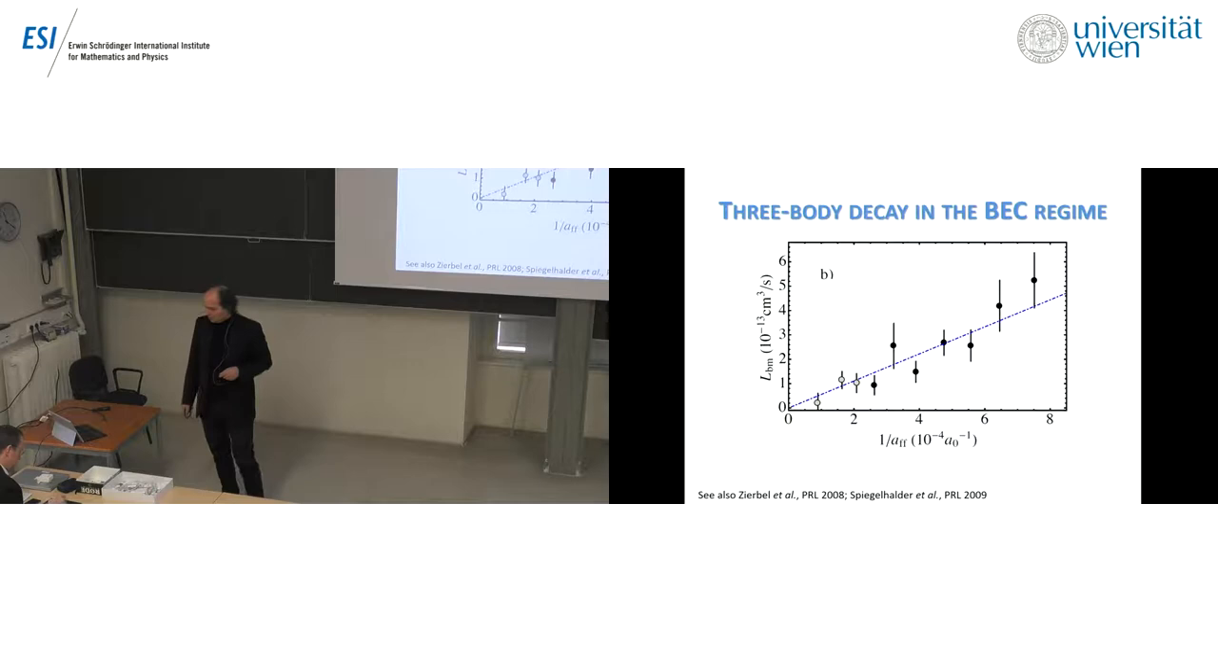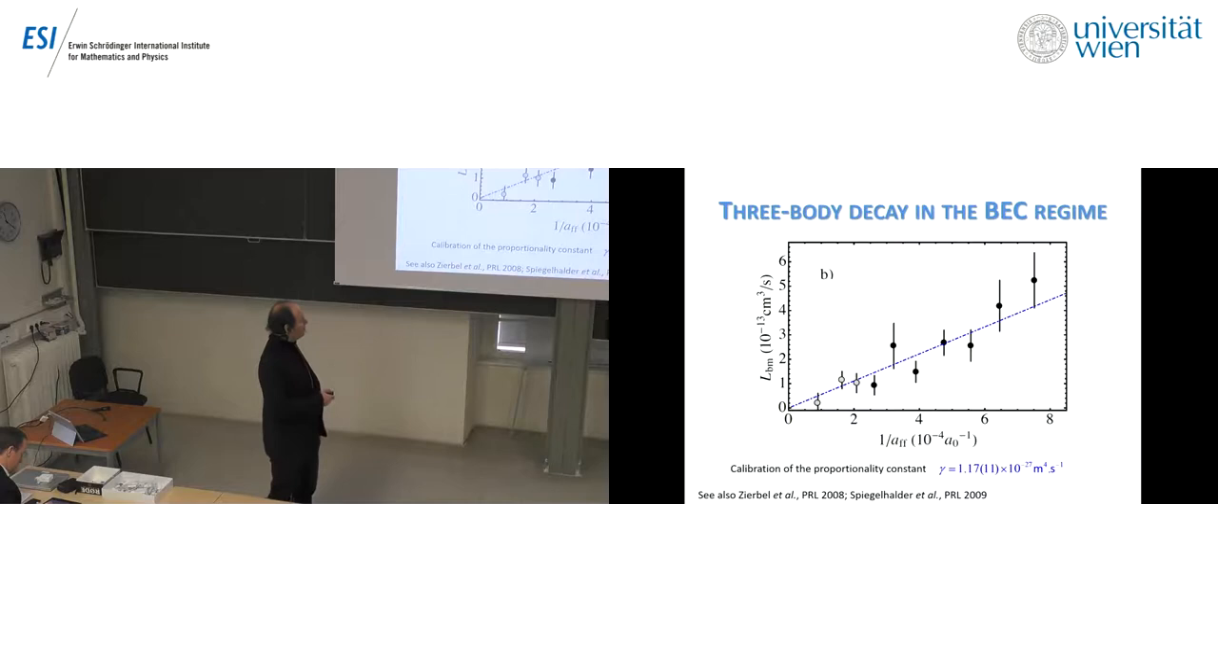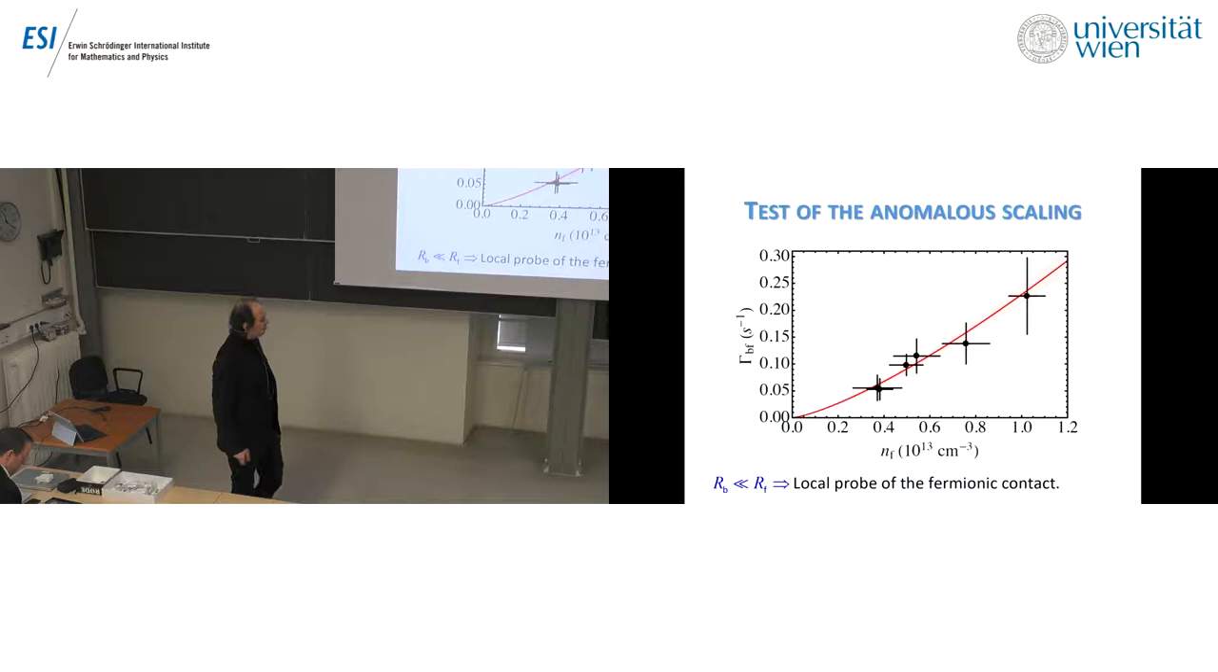So we simply measured the loss rate of our system. So in the BEC side of the Feshbach resonance, we could check that there was indeed some 1 over a_FF dependence. And this allowed us to calibrate the proportionality constant between the contact and the loss rate. And then using this proportionality constant, we could check our prediction at the unitary limit.